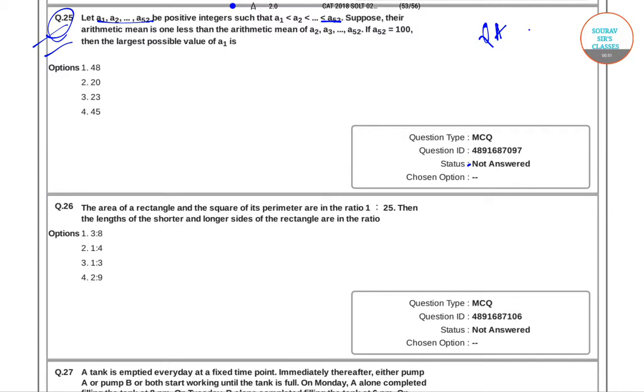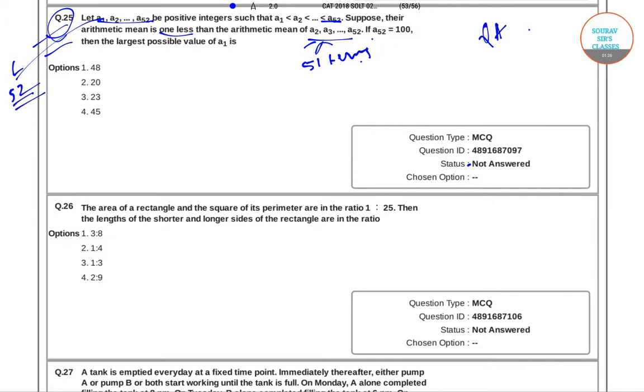Now, how many numbers do we have in total? From a1 to a52 we have 52 numbers. When we take the arithmetic mean of these 52 numbers, that arithmetic mean will be 1 less than the arithmetic mean if we exclude a1 and take the arithmetic mean of the rest of the numbers, which goes from a2, a3 up till a52. As you can see, there would be 51 terms, and initially there were 52 terms. Okay, so this is the criteria.